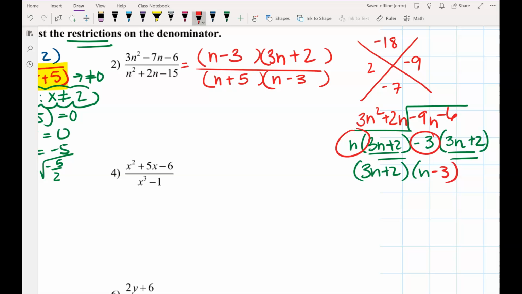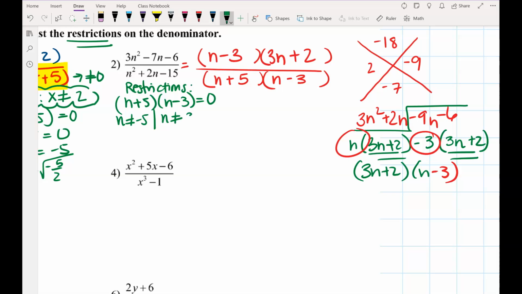All right. So before we cancel, we have to define restrictions, okay? Restrictions. Take the denominator, set it equal to 0. Then that means you have two restrictions, students. N can never ever be negative 5, and n can never ever be 3, because either one of those would make your denominator 0.